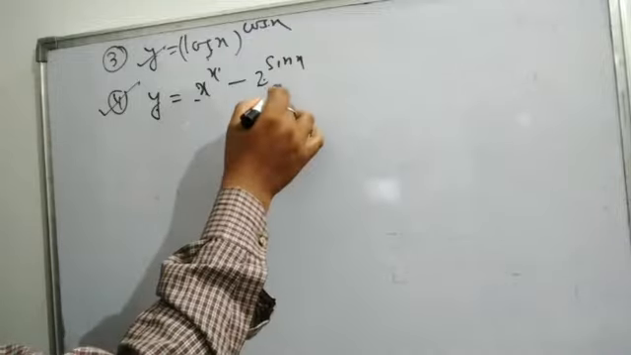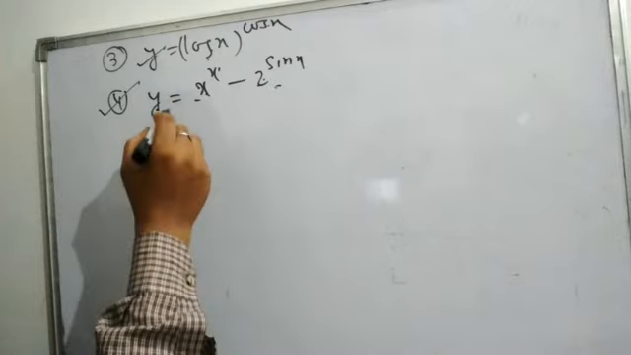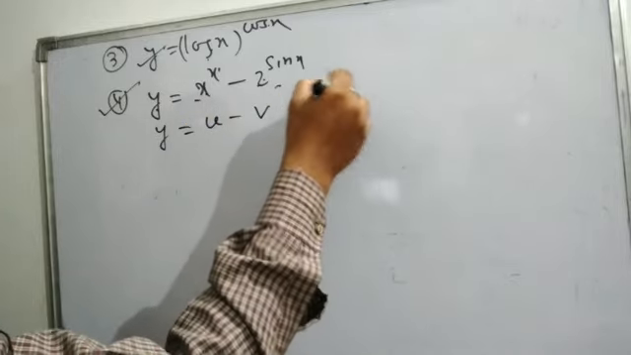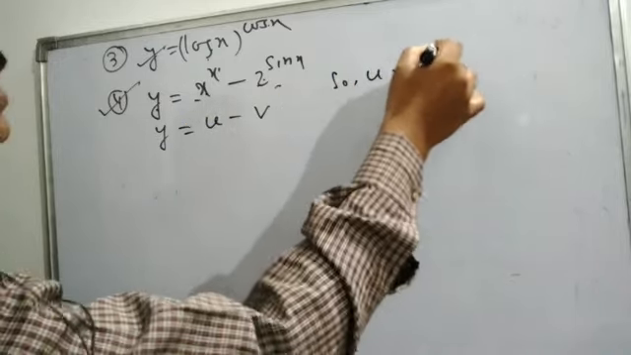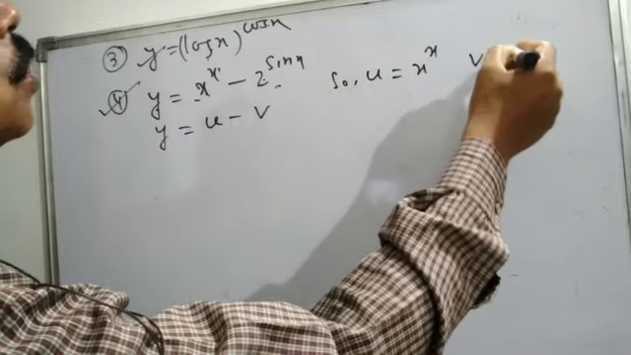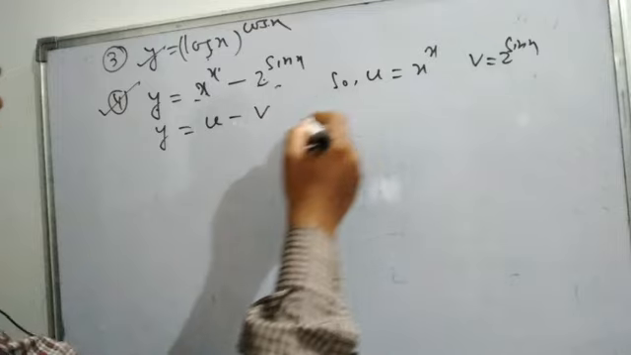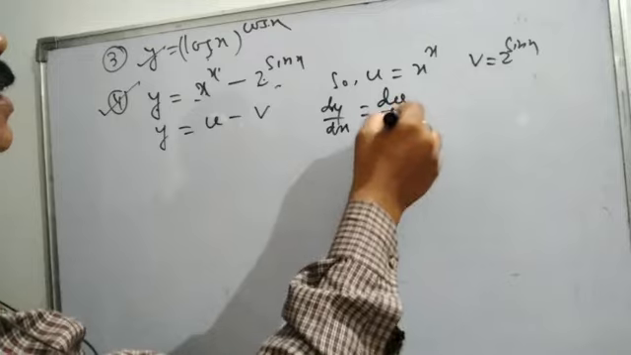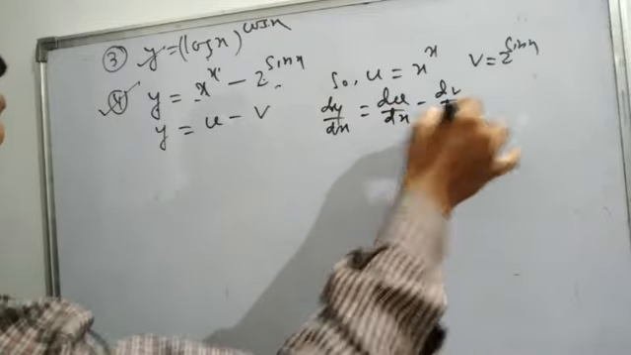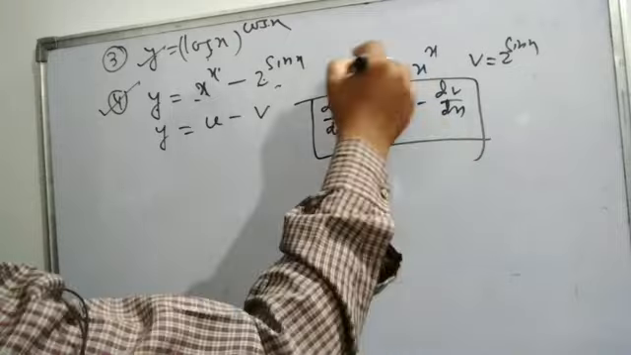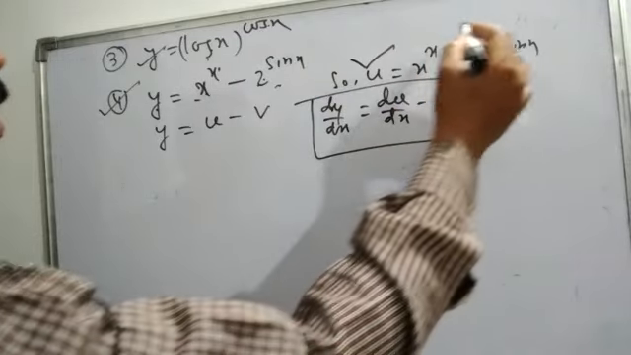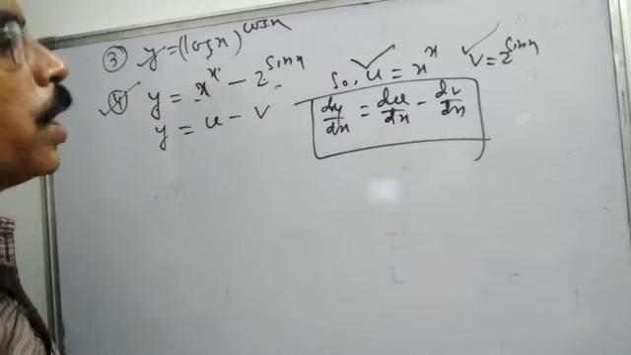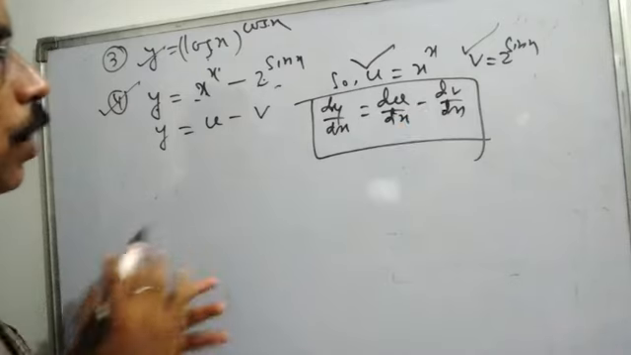There are two terms. So in this case, we have to write y is equal to u minus v, where u is equal to x to the power x and v is equal to 2 to the power sin x. So you have to find dy by dx, that is du by dx minus dv by dx. Individually you have to find the value of du by dx from u and the value of dv by dx from v is equal to 2 to the power sin x. Finally you have to put it here, then you will get the answer.